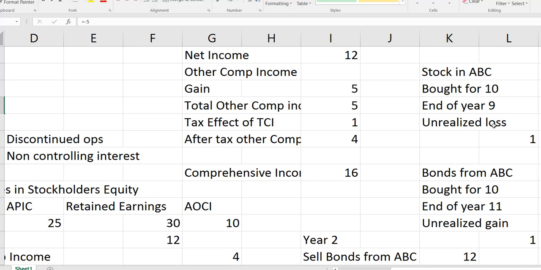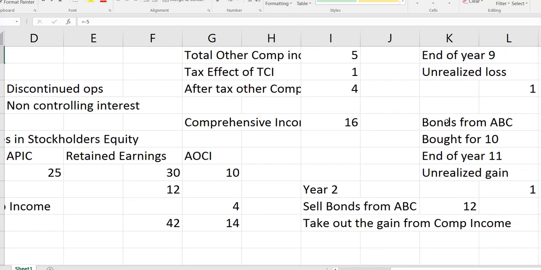Unrealized loss, anything to do with stock investments in another company. And this is us buying stock in another company. We're the XYZ company, we're buying stock in ABC. Now, if we buy bonds from ABC, that's a debt security, all right? That situation we bought for $10, end of the year it's $11, okay? So we need to record the gain here, the unrealized gain.